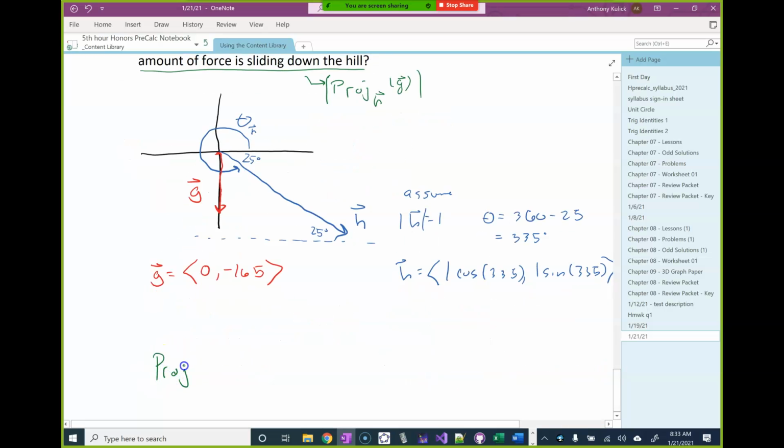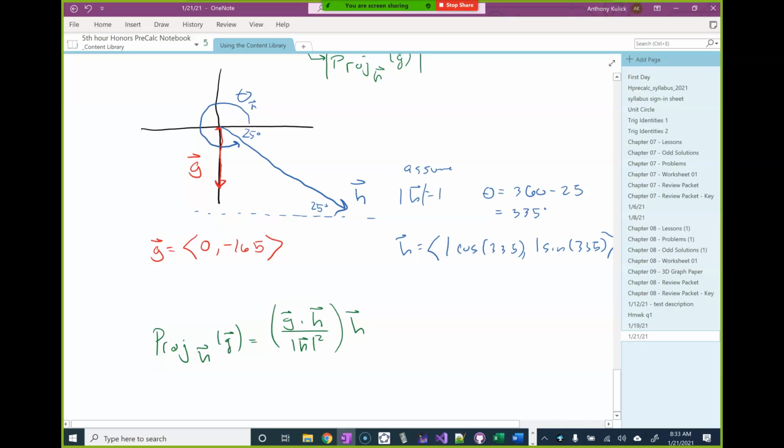So the projection of G onto H is going to be G dot H over the magnitude of H squared times the vector H. Well, 0 times 1 cosine 335 is 0, and then plus negative 165 times 1 sine 335 is just negative 165 sine 335. And the magnitude there is 1.